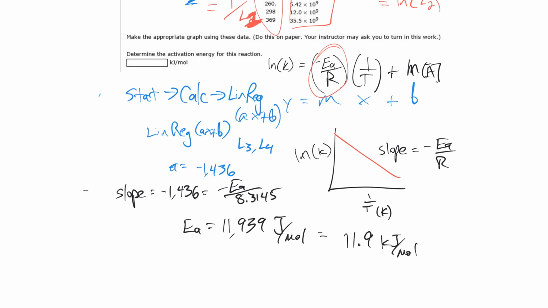Now the other way to do this, if you didn't want to use your graphing calculator, you could take the very topmost data point from the data table and the lowest data point from the data table, manually take 1 divided by the temperature in Kelvin, and manually take the natural log of the rate constant. Take delta y over delta x. And in that case, you get an answer that's very similar. After multiplying by 8.3145, I got 12.0 kilojoules per mole rather than 11.9. So if you do this manually or on your graphing calculator, you'll get something in close agreement. So either way is fine.